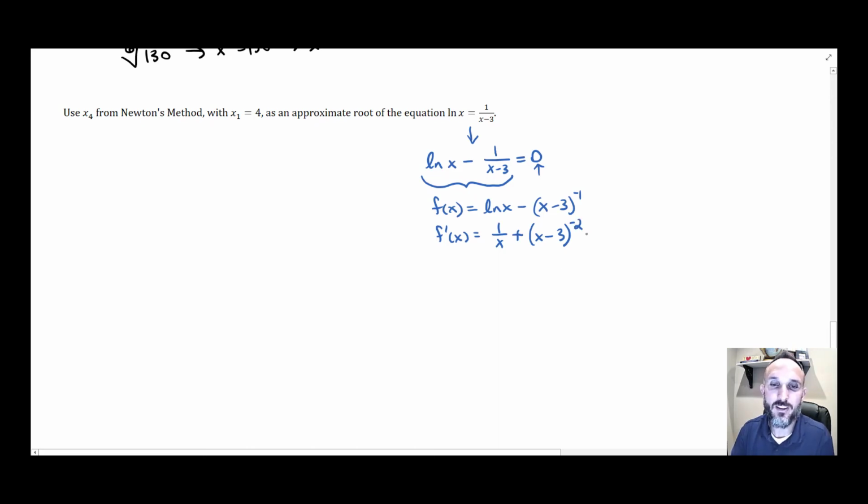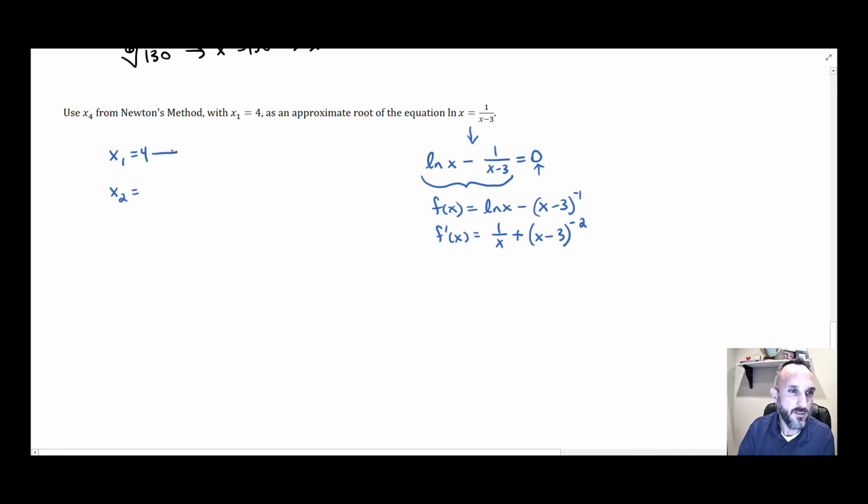And then we apply the chain rule and we multiply by the derivative of what's inside. The derivative of x minus 3 is 1 minus 0. So the derivative is just 1. So we don't really have to multiply by it because it doesn't change anything. Okay? So this is our derivative function. Alright, so here we go. x sub 1 equals 4. x sub 2 is going to be our formula.